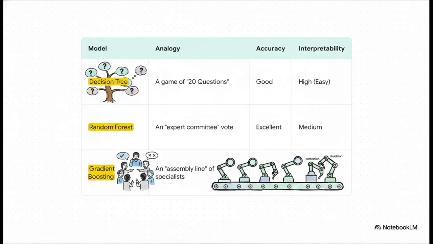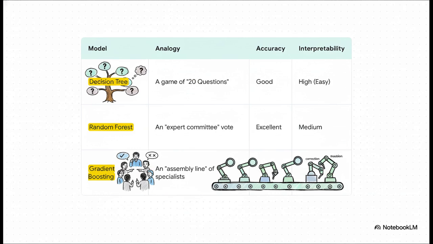Now, this table really gets to the heart of the matter for classification. It shows that same trade-off between accuracy and being able to explain the answer. On one end, you have a single decision tree. It's like a simple game of 20 questions, super easy to follow the logic. In the middle, you have random forest, our expert committee again. Great accuracy, but a little harder to understand.